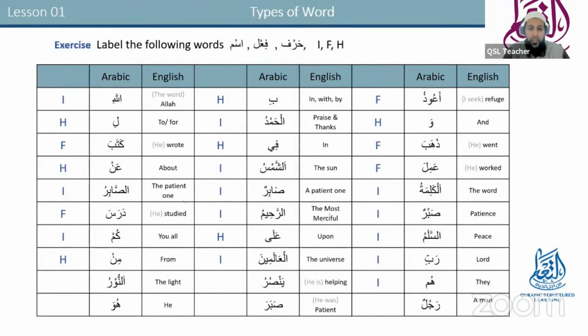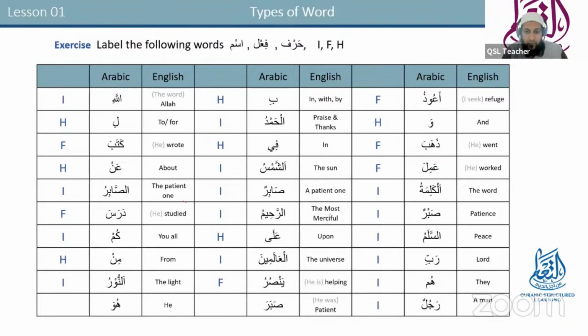Yansuru, he is helping. So you see the phrase he is in brackets, and that signifies a built-in doer in the word itself. And we know helping is stuck in the tense, so it will be the present tense. So anything that's in a tense is a fi'l. The light is a thing, or things are ism. Man, a man is an ism.